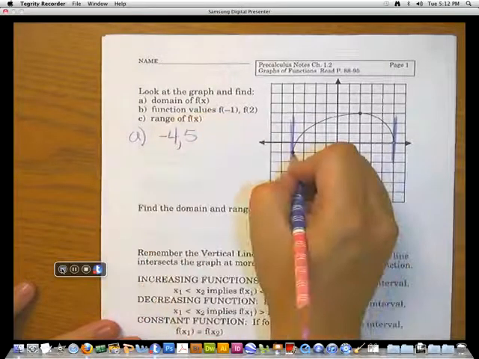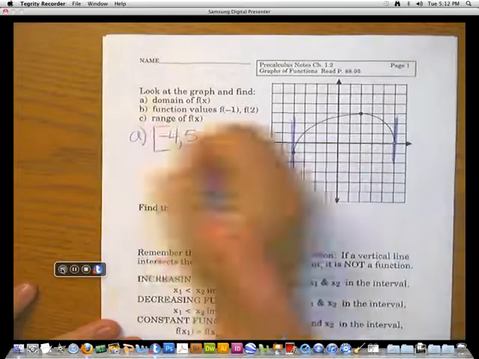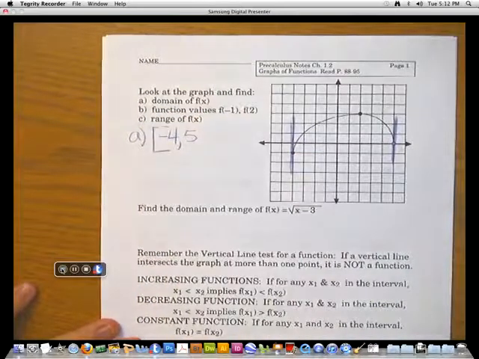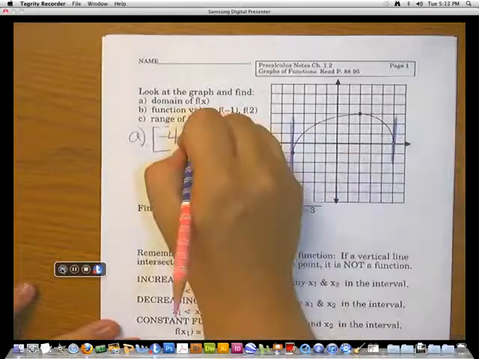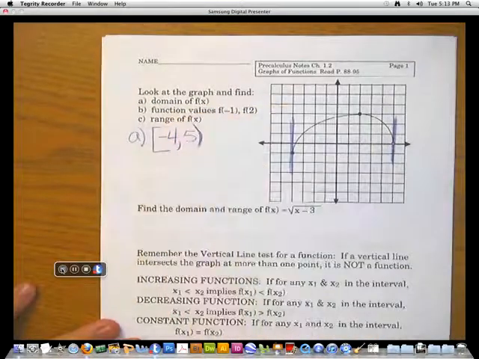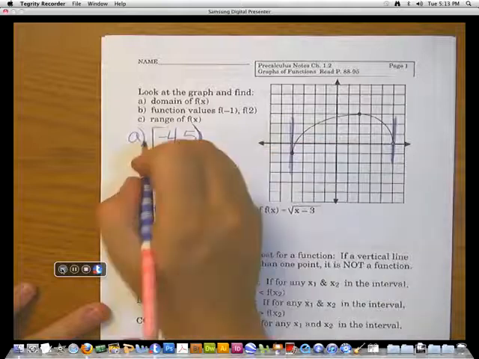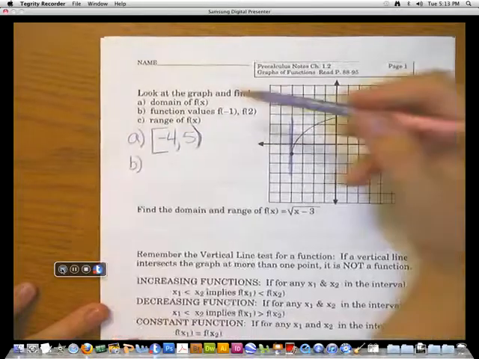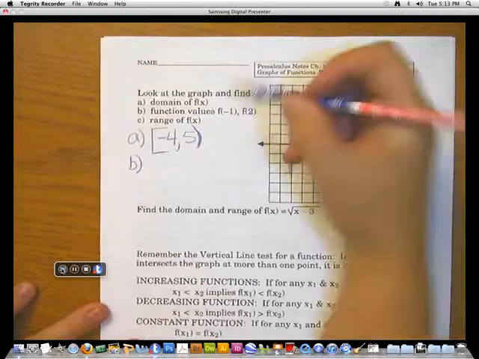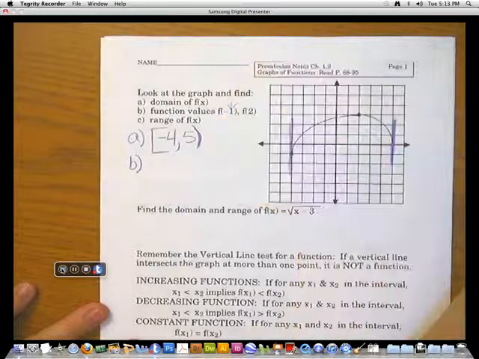Now a closed circle means we are touching it. It is inclusive. And an open circle means we're not touching it, or not inclusive, and that's why it's going to get a parenthesis.